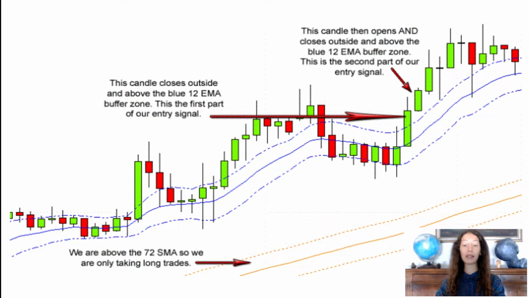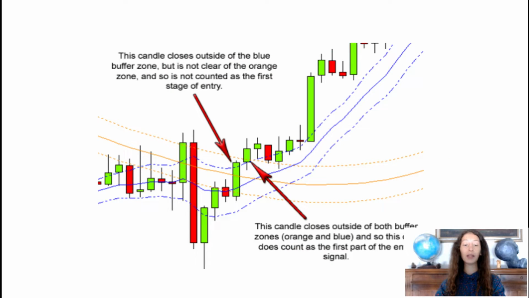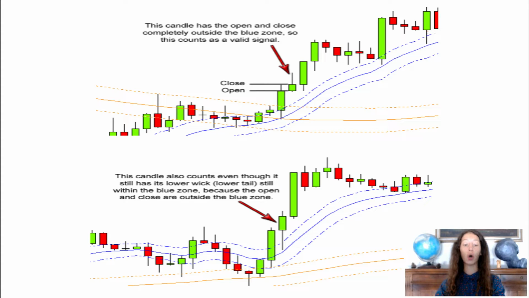First candle must close outside of both buffer zones. The second candle must open and close outside of the blue zone and must create a new high or low in the direction of the trend. So you can see from the two examples above how the second candle needs to be going in the same direction as the first candle. The second candle is basically a confirmation of the first candle.